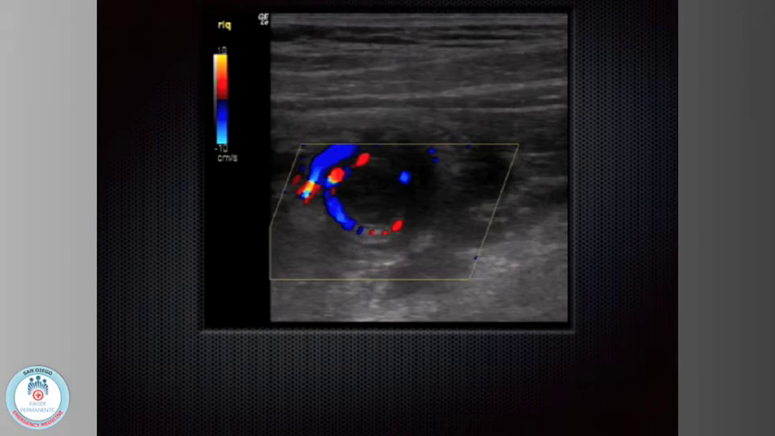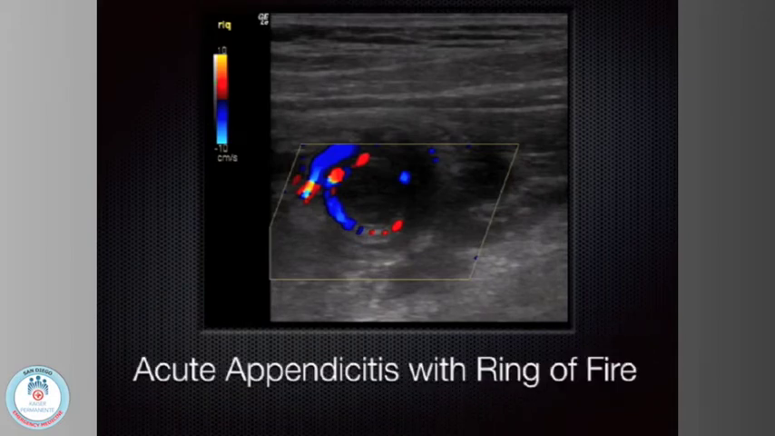This is what an abnormal appendix looks like, because you can see, first of all, it's non-compressible.